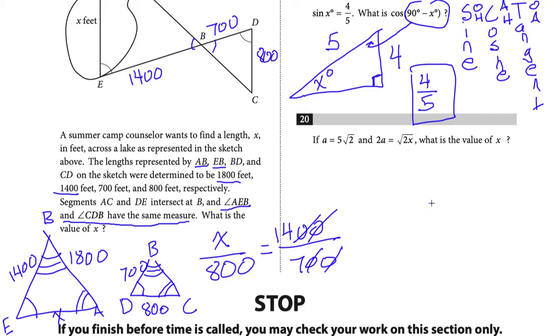If a is equal to 5 square root of 2 and 2a is equal to the square root of 2x, what is the value of x? Okay, so we can do a simple substitution in this case. If a is 5 square root of 2, plug in that 5 square root of 2 right there. So here we go. 2 times 5 square root of 2 is equal to the square root of 2x.